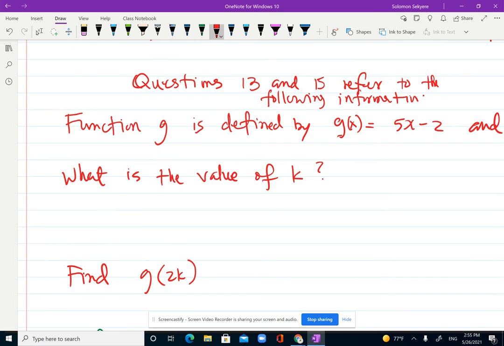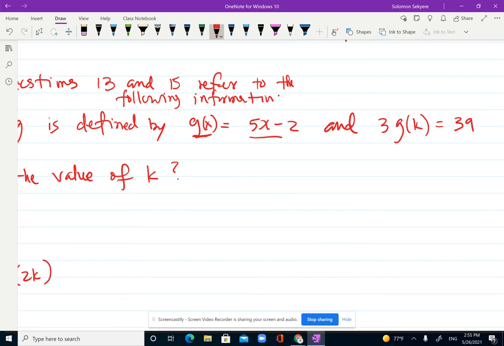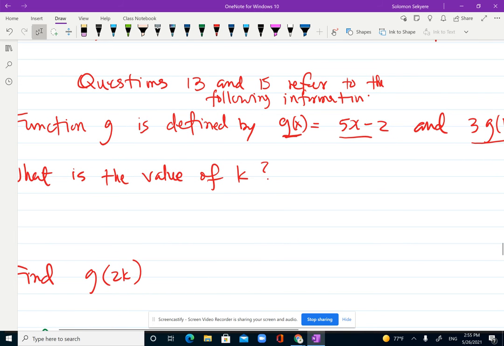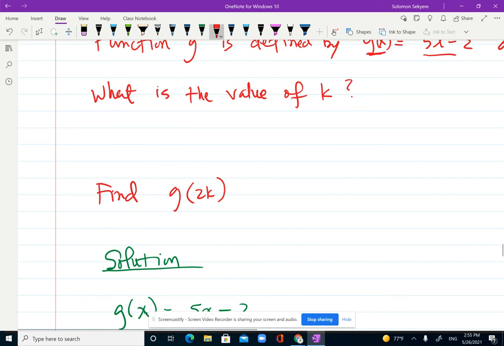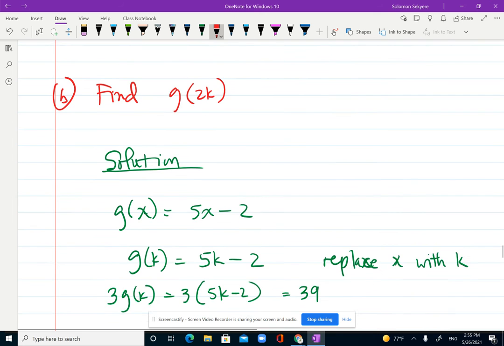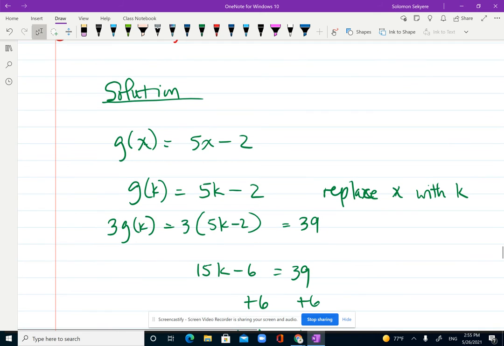All right. Here's another question. Function g is defined by g of x equals 5x minus 2. And 3 times g of k equals 39. What is the value of k? All right. And then the next question is, this is part A, this is part B. Find g of 2k. So first we need to find the value of k.